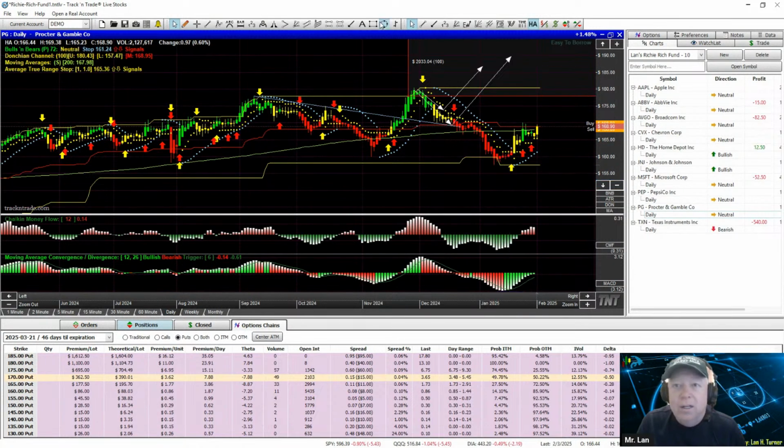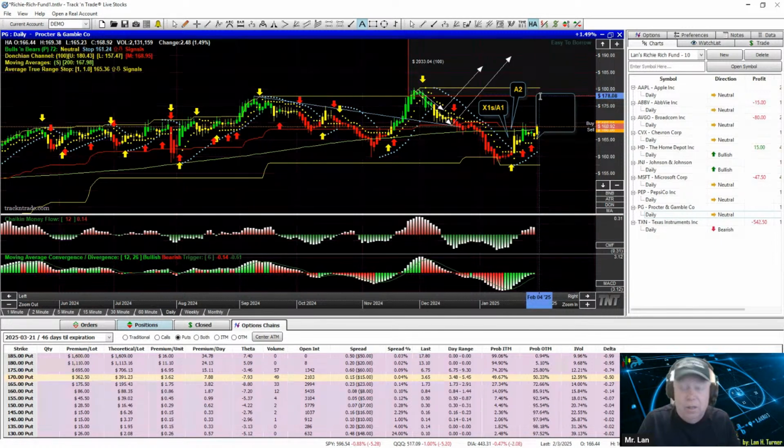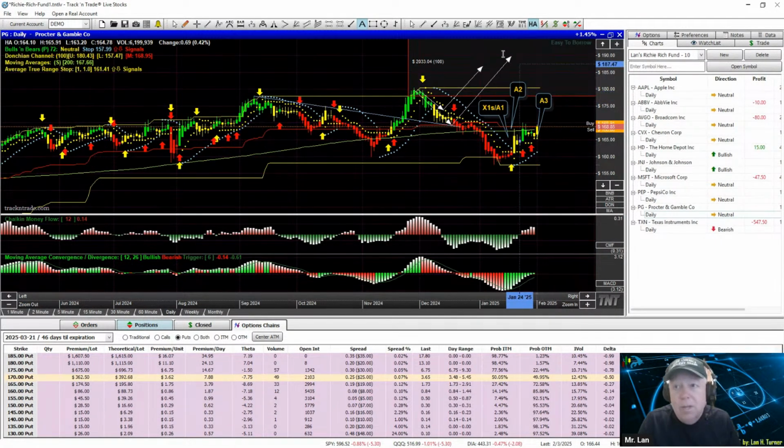Where are we at on here? Not really going to buy right now because this is an X1 S/A1, right? And if that's the case, that right there is an A2. Might as well label them while we're here. A2, and that right there is an A3. And I don't really want to get into a new position in a market on an A3.